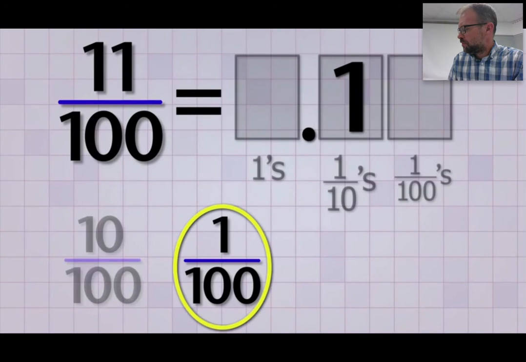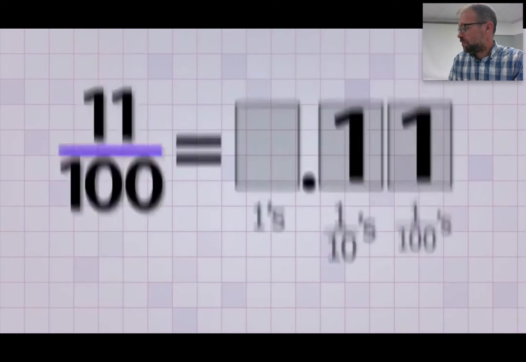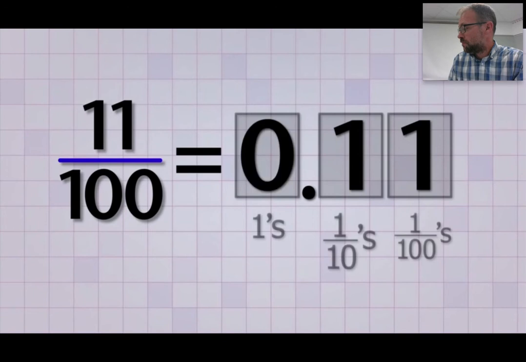And we still have that 100th left over, so we put a 1 in the hundredths place. There, 11 over 100 is just 0.11 as a decimal. Fortunately, you don't have to break up the fraction into tenths and hundredths each time. Anytime you have a two-digit number over 100, all you have to do is put those digits into the tenths and hundredths place of your decimal number.